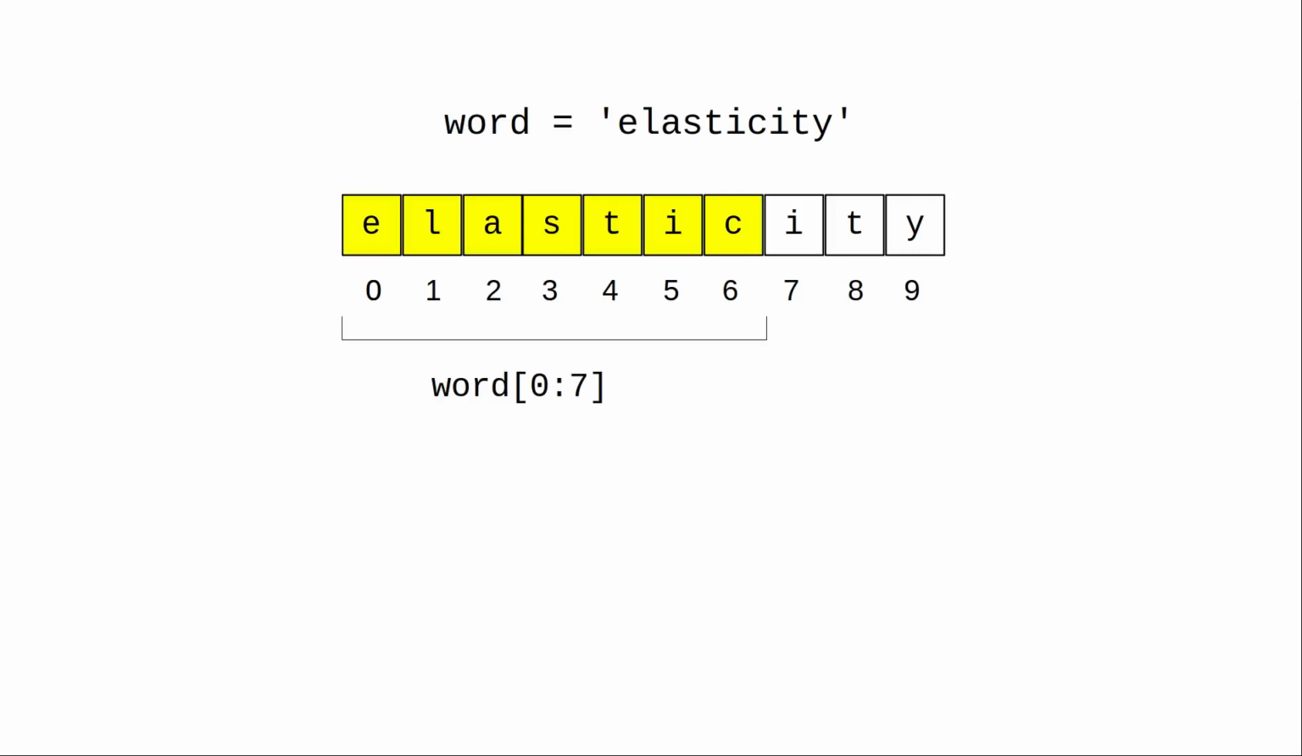If we want to get the characters of the word elastic, we can write that as word slice from 0 to 7. Start at 0 up to but not including index 7. When you start at position 0, you can leave off the first number before the colon. If you want the last part of this string, you can write it as word slice from 6 to 10. Remember, that's position 6 up to but not including 10. Or you can leave off the ending number.